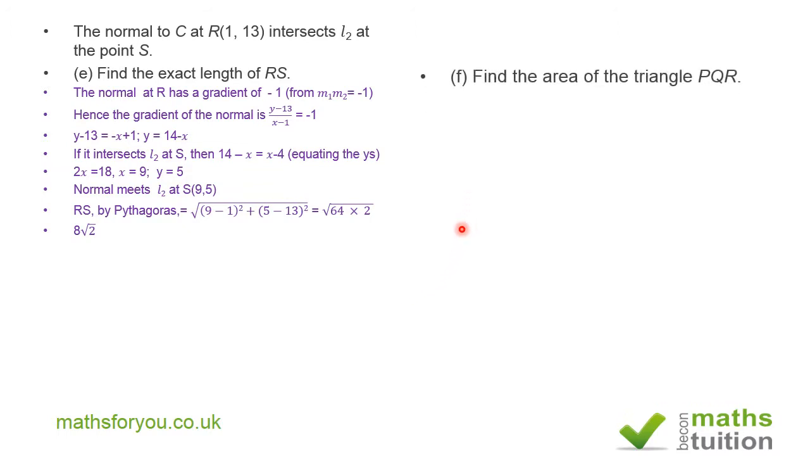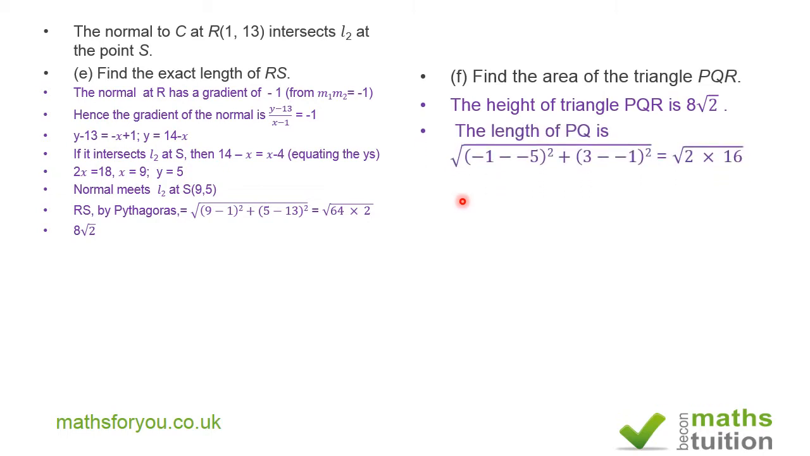Okay, and now for part F, and it says find the area of the triangle PQR. Right, to find the area of the triangle PQR, we need to find the height of the triangle, in this case 8 root 2. So we know the height is 8 root 2. We now want to find the length of the base of the triangle, in this case the length from P to Q. We know the coordinates of the point P and the coordinates of the point Q. So we can now use Pythagoras to find the length of PQ, which is now the base.